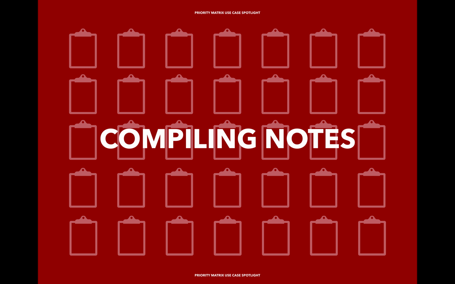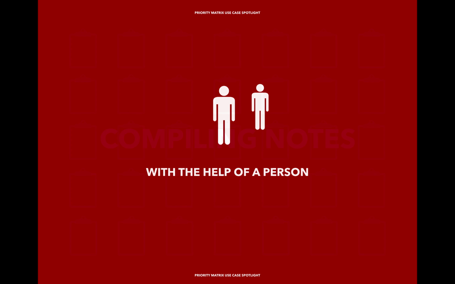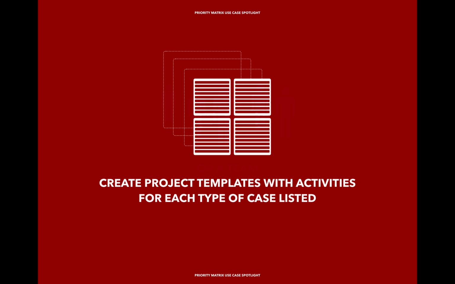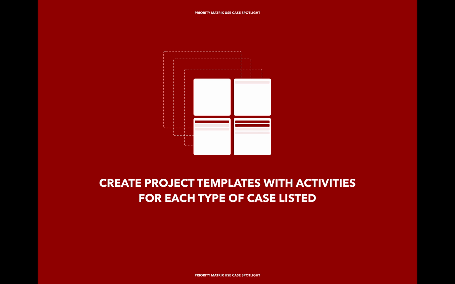Preparation involves a lot of filing paperwork, finding proof, examining witnesses, and compiling many notes. Hopefully you'll have the help of at least one person, ideally an entire team on the case. Priority Matrix can help you because you can create project templates with activities for each type of case. This way, when you receive a new case, you don't have to worry about whether or not you've got all the preparations down on a list. You can simply create a project from a template and get going.